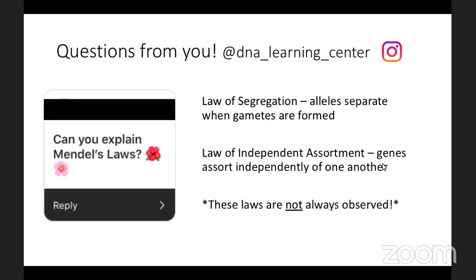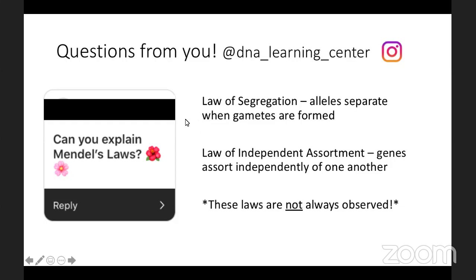So I'm going to start with a couple of questions we received on our Instagram page. So the first is to explain Mendel's Laws. So the 2 that you're going to need to know for the AP exam, and you should know what these are and be able to explain them in your own words, but also know experimentally what observations Mendel made that allowed him to conclude these things.